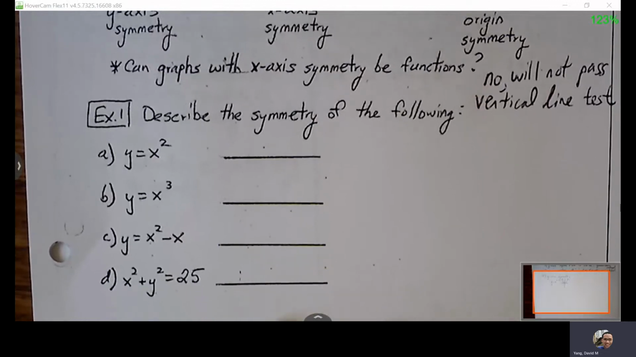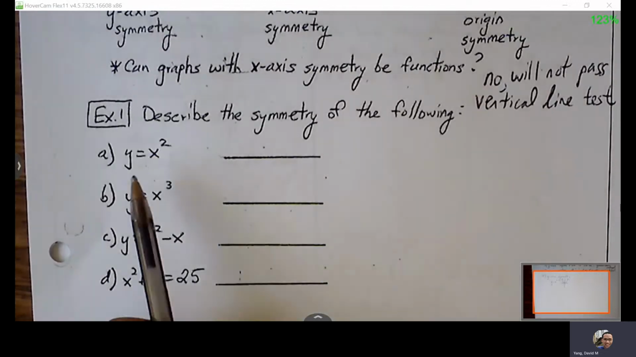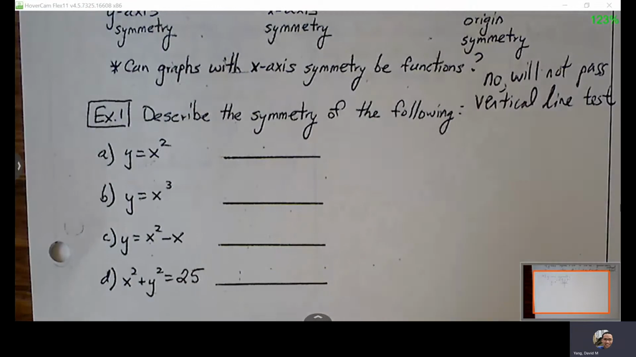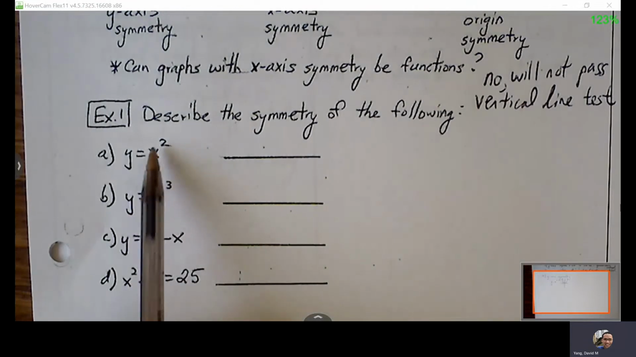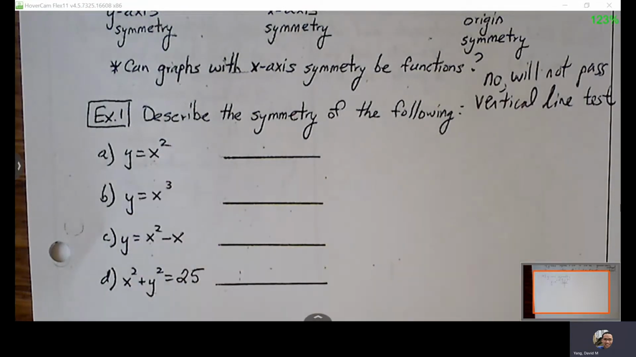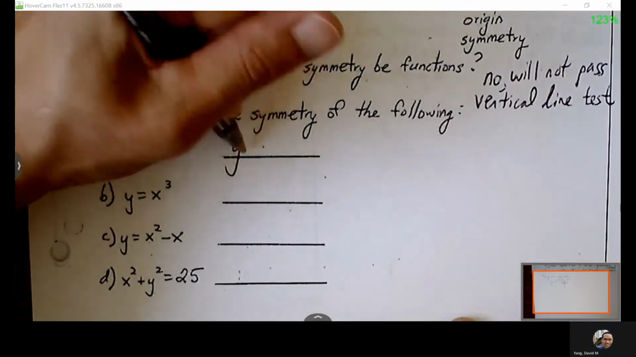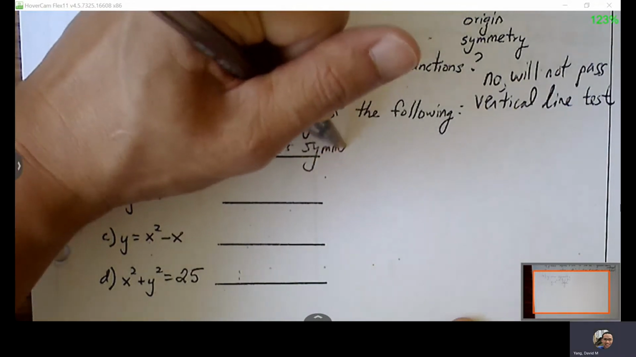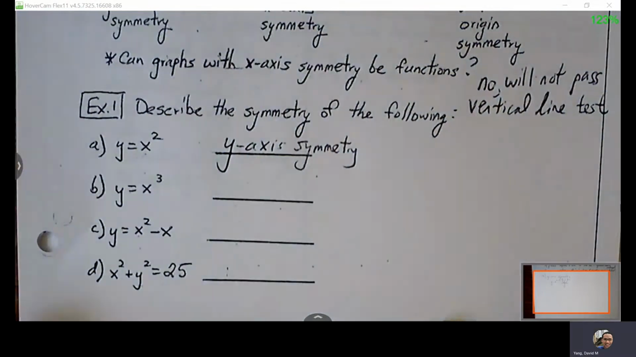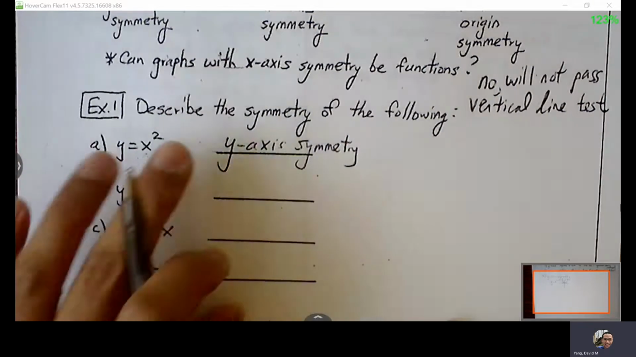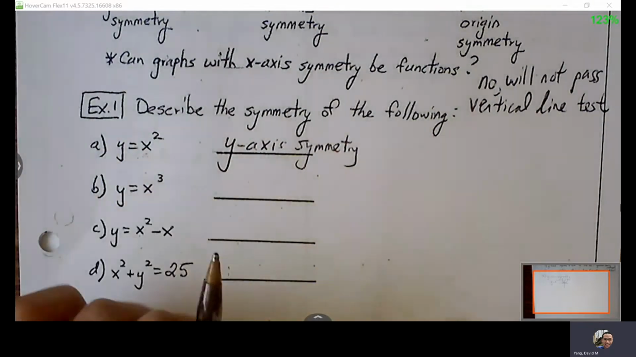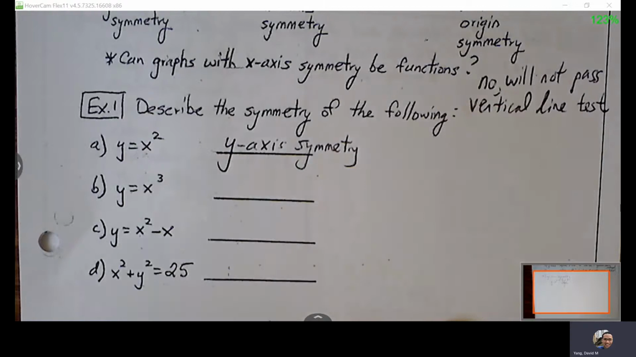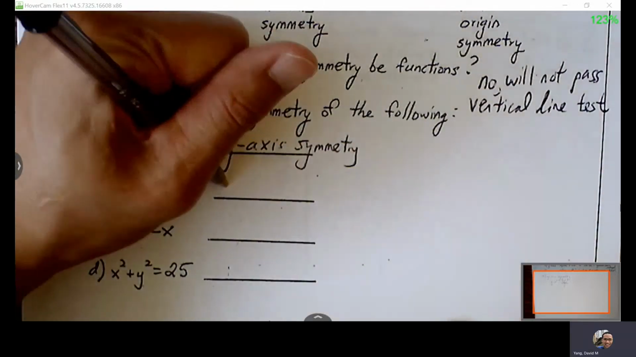Okay, so to describe the symmetry of the following, we've done this already, x squared. Any negative x that replaces that will just go back to the original starting point. So we expect that to be y-axis symmetry. Y equals x cubed. We just saw this, where if I replace both the x and y with negative, I'm able to get that test to pass origin symmetry.